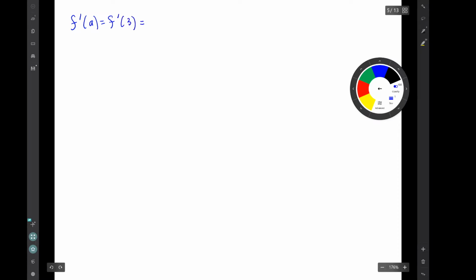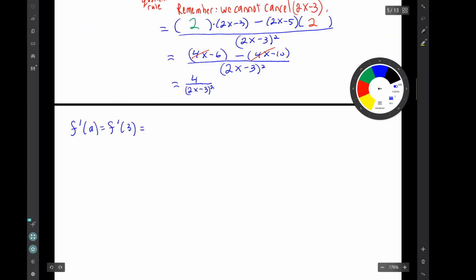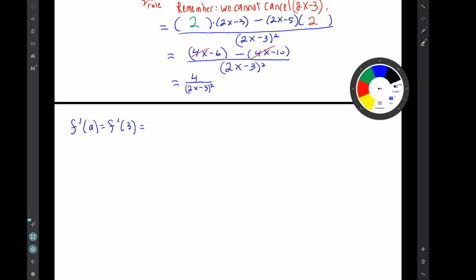So we're ready to substitute x equals 3 into our formula for f prime of x. Let's scoot up a little bit and see that formula. So there's our formula for f prime of x. We substitute x equals 3 in.